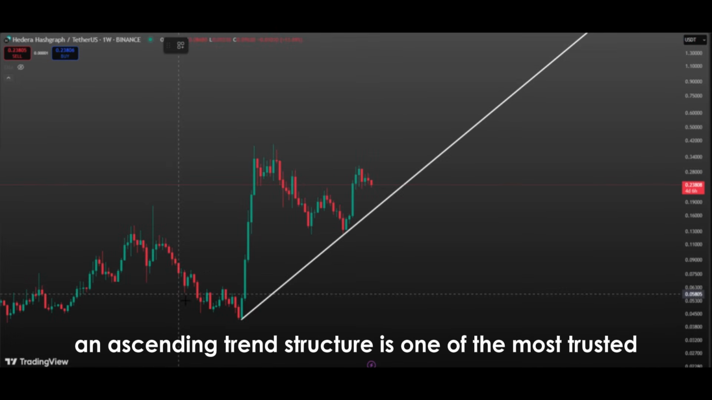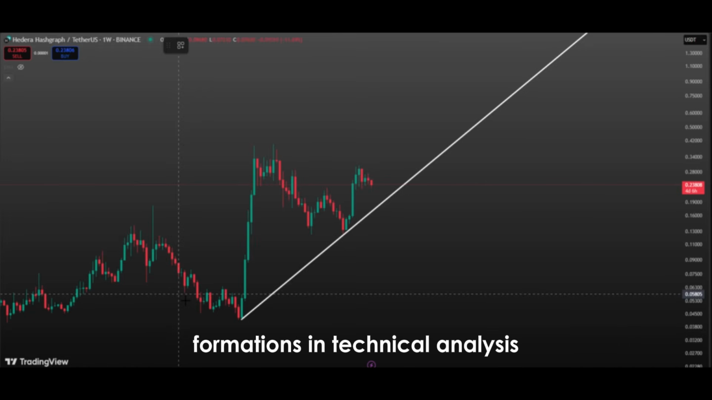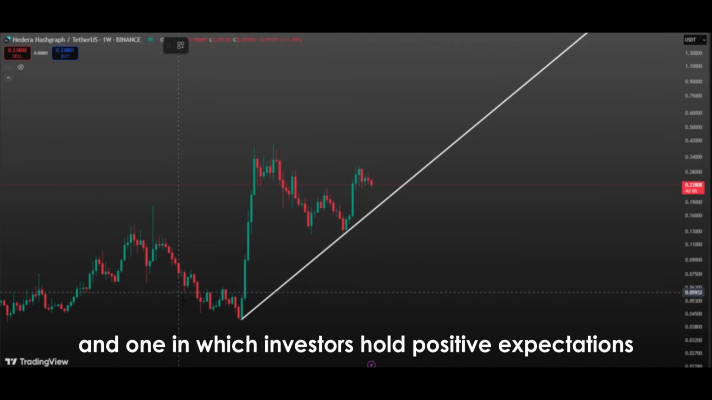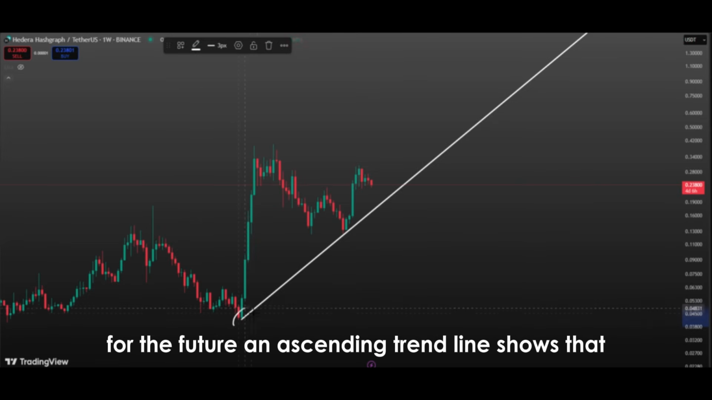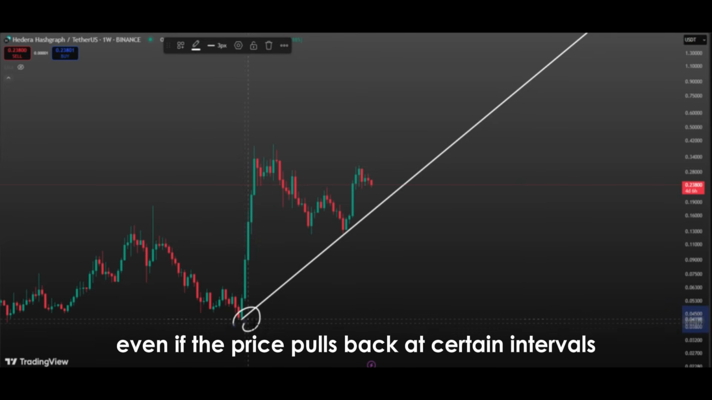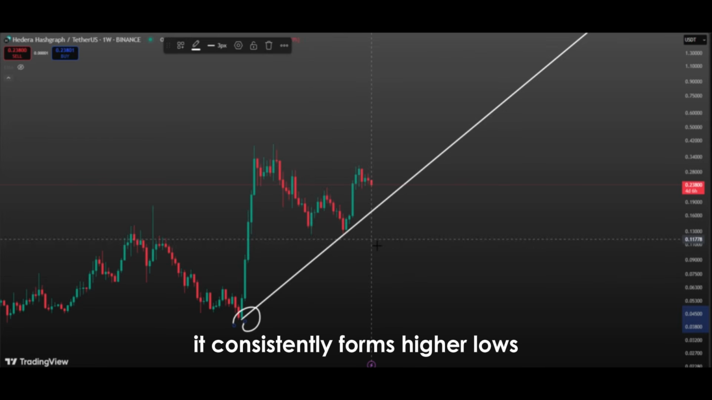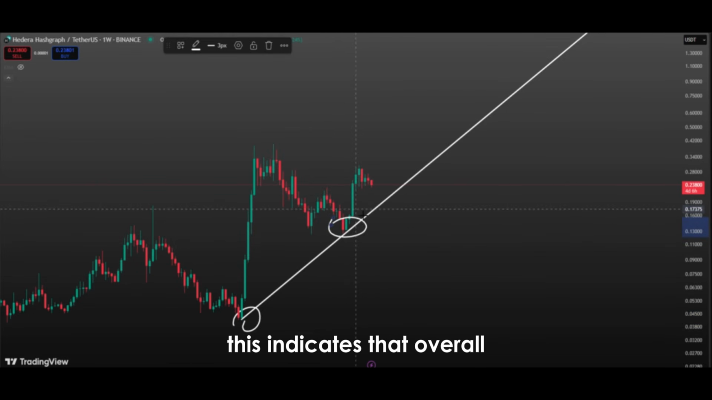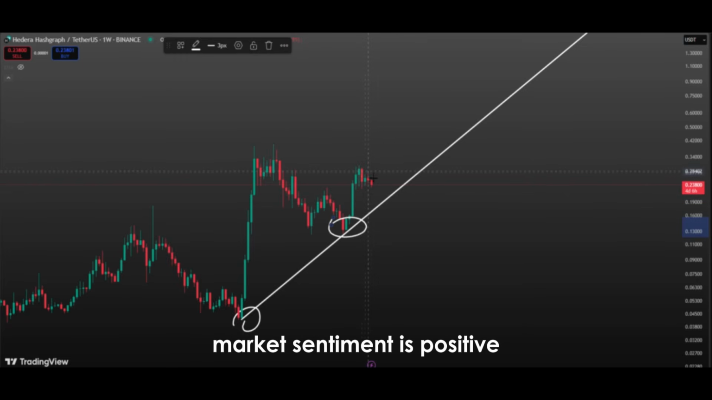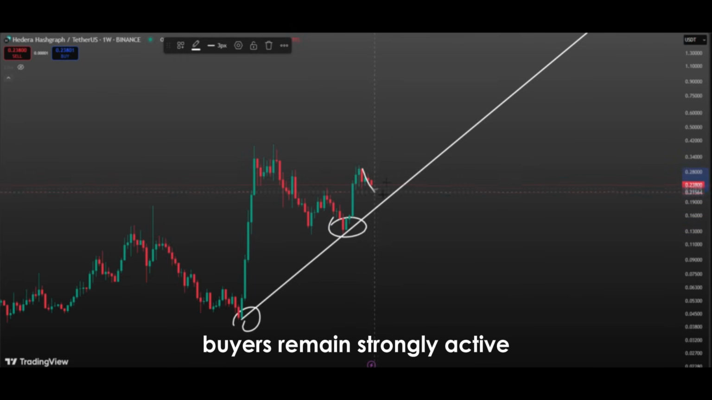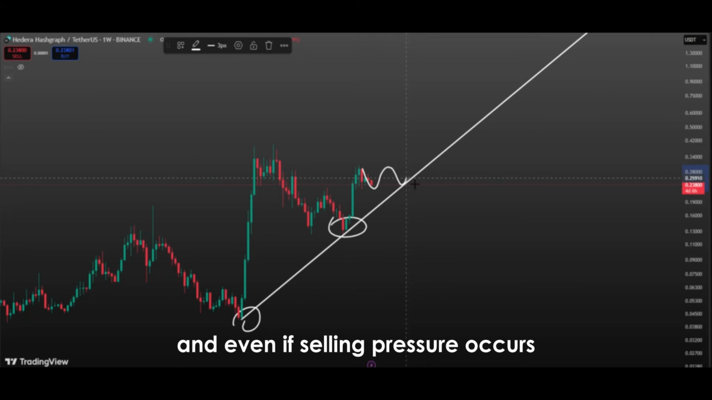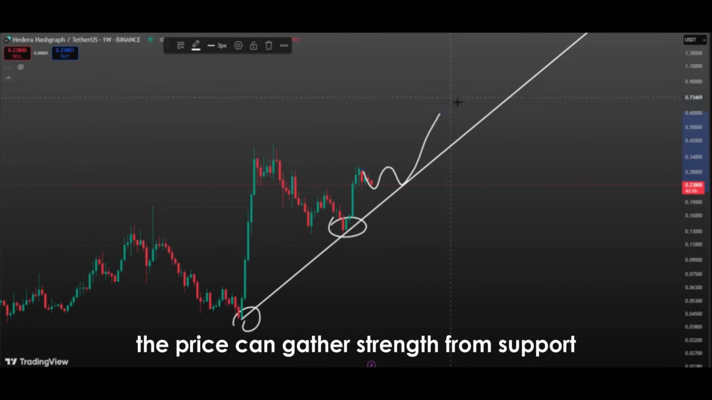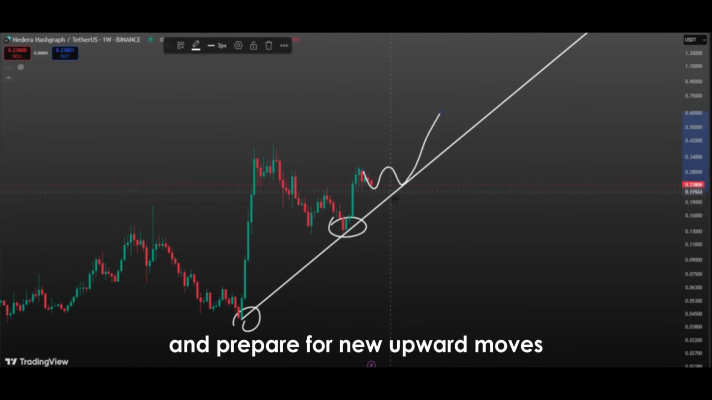An ascending trend structure is one of the most trusted formations in technical analysis and one in which investors hold positive expectations for the future. An ascending trend line shows that even if the price pulls back at certain intervals, it consistently forms higher lows, maintaining upward momentum. This indicates that overall market sentiment is positive, buyers remain strongly active, and even if selling pressure occurs, the price can gather strength from support and prepare for new upward moves.